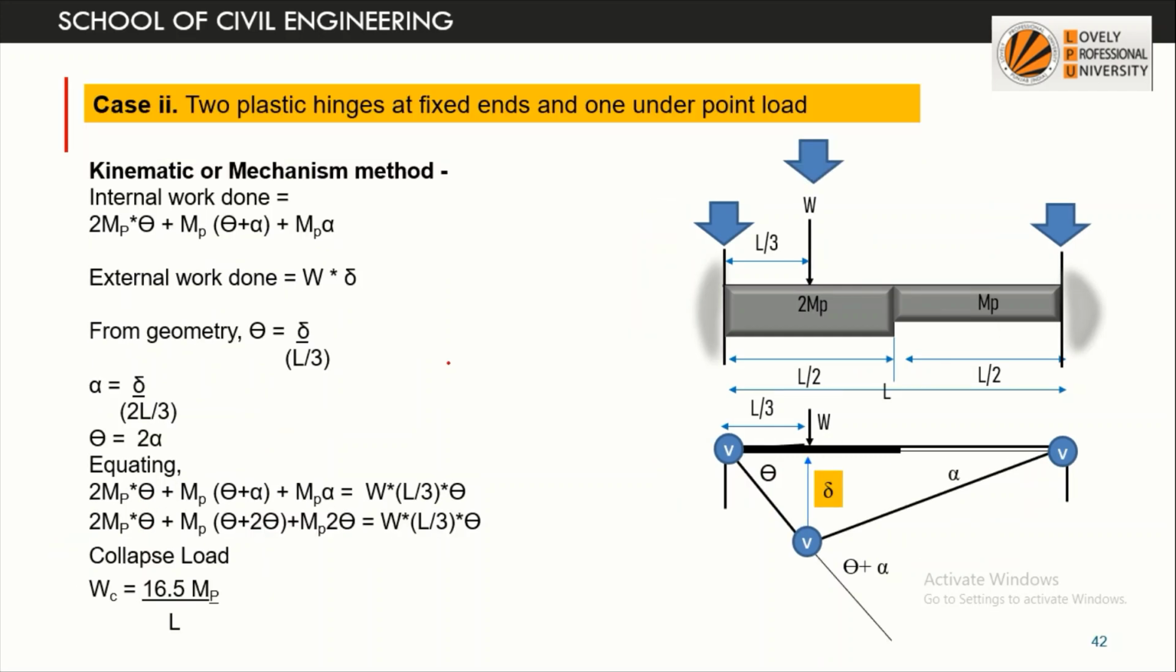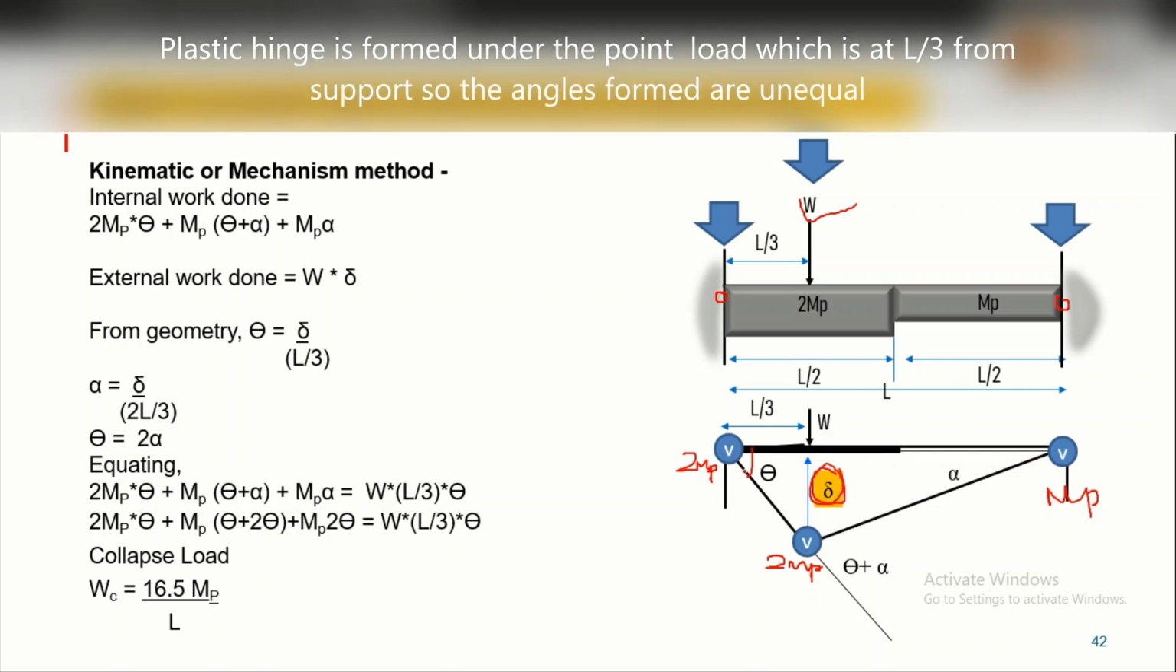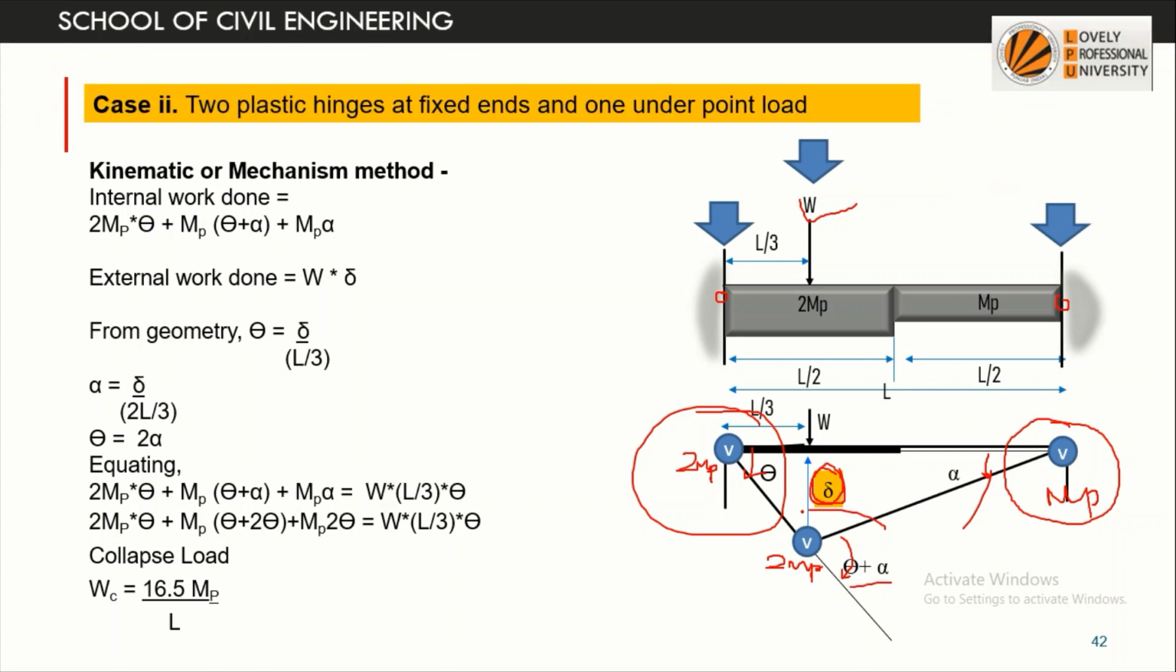The second case will be when a plastic hinge is formed at the fixed ends plus under the point load. At these two places the value of plastic moment is twice Mp. Here also the value is twice Mp, but here the value is Mp. External work done is equal to W into delta. Suppose it is theta on this side and alpha on the other side. Here the angle will be theta plus alpha. For this point it is 2Mp into theta. For this side it will be Mp into alpha. Here the angle is alpha plus theta, so the value will be twice Mp into theta plus alpha, and external work done will be W into delta.